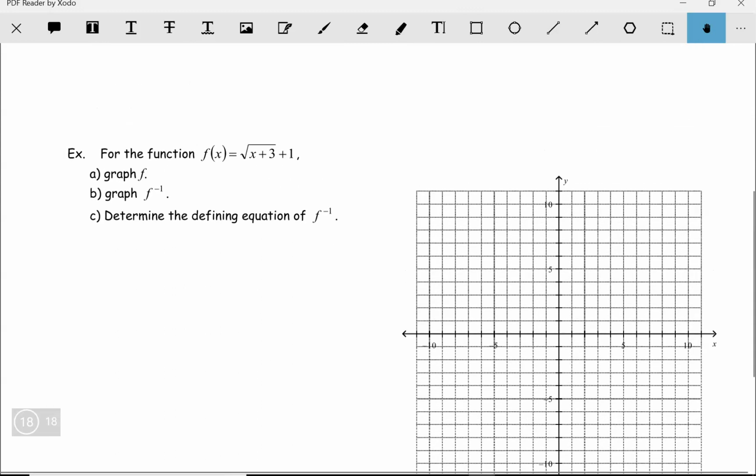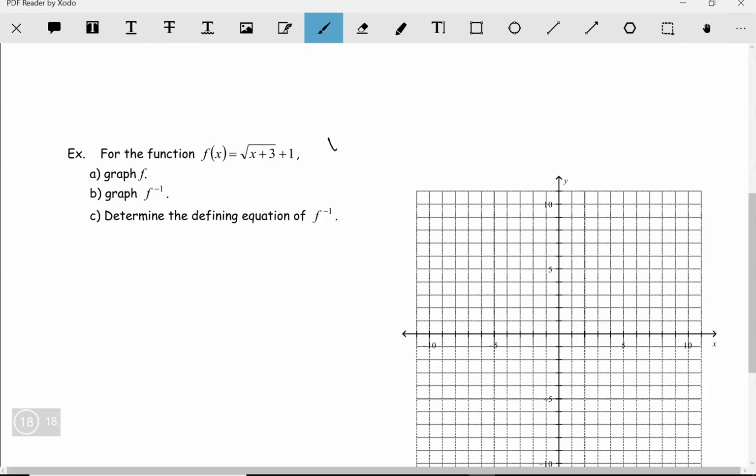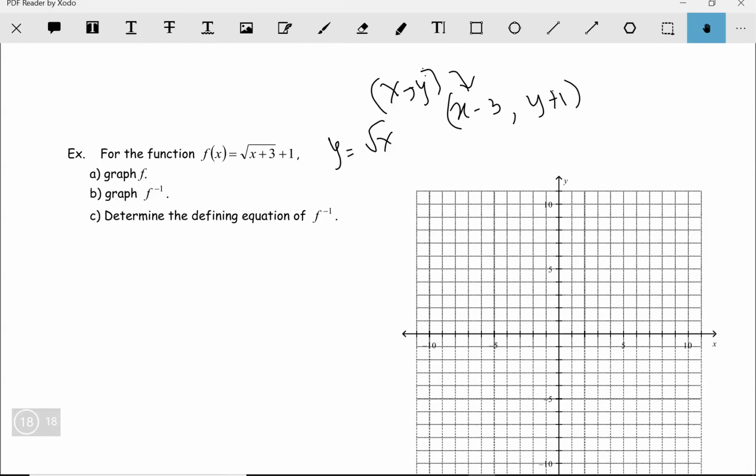We'll see. Last but not least, here's the function f of x equals square root of x plus 3, plus 1. Graph f. There's different ways you can do this. You can start with y equals square root of x and then transform the function. If you know your mapping equation, x, y maps to x minus 3, y plus 1. So you have these points and now you're transforming them. And so we can graph this function using this.